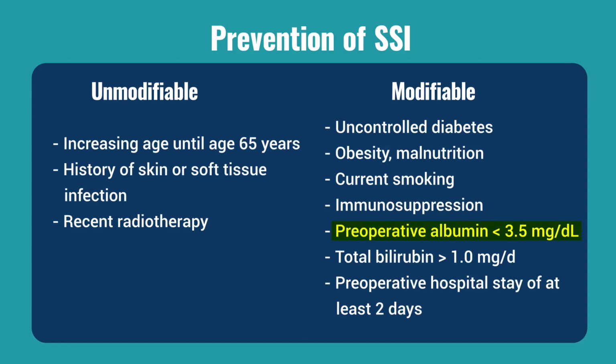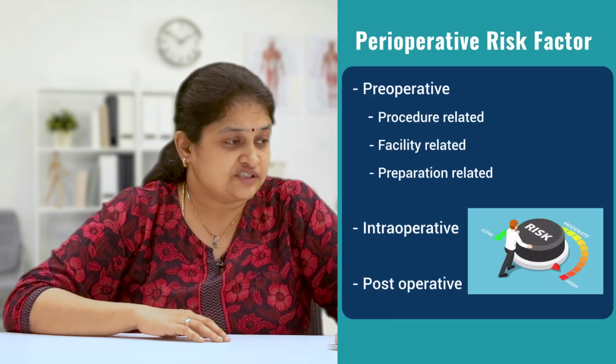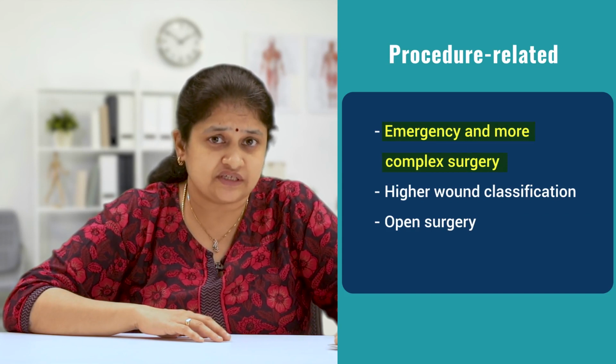So there are also investigations which point towards less nourishment of the patient: preoperative albumin less than 3.5 milligram per deciliter, total bilirubin of more than 1. Preoperative hospital stay of at least 2 days before the surgery also increases the incidence of SSI. Apart from the patient-related factors, there can also be certain risk factors in the preoperative, intraoperative, and postoperative period.